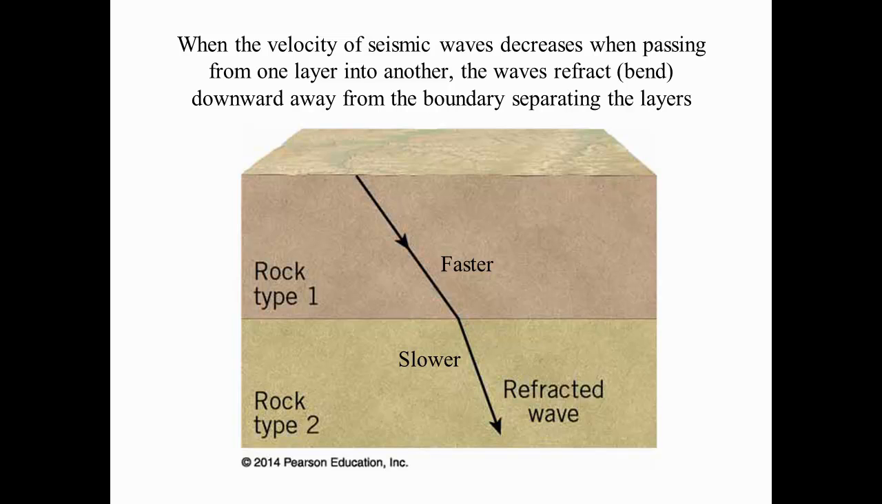Alternatively, when the velocity of seismic waves decreases when passing from one layer into another, the waves refract or bend downward away from the boundary separating the two layers. So in this case, the seismic velocity goes from faster to slower when passing through rock type 2, and as a result, that ray path will bend downward.